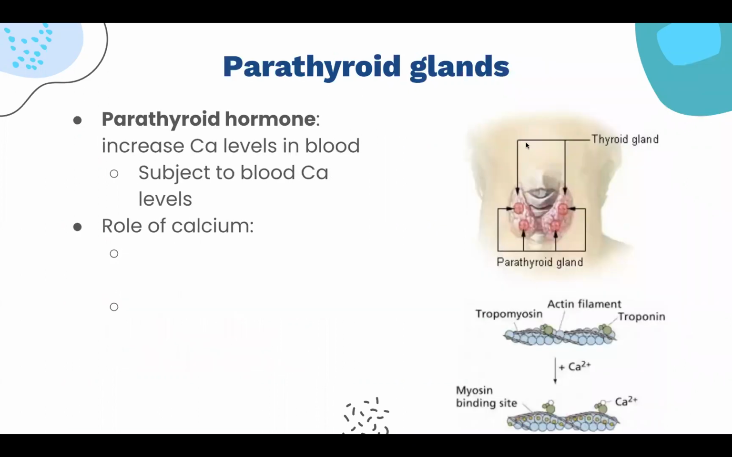All right, so the only thing you need to know about the parathyroid gland is that it synthesizes the parathyroid hormone, which is responsible for increasing calcium in the blood. This is the opposite of what calcitonin does. So why is it so important for calcium to be regulated? Can anyone tell me?